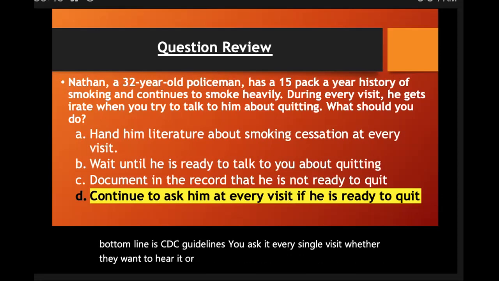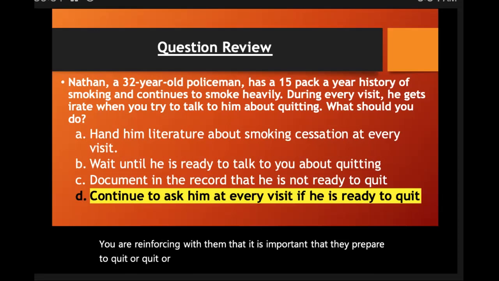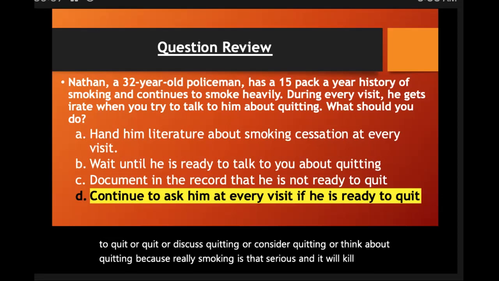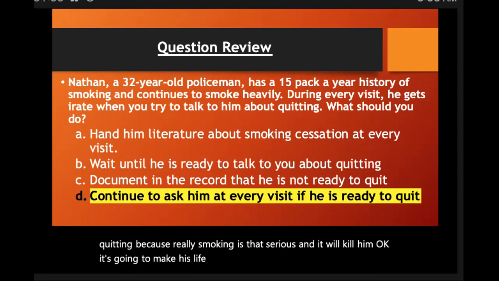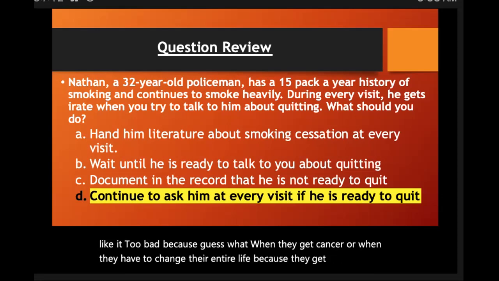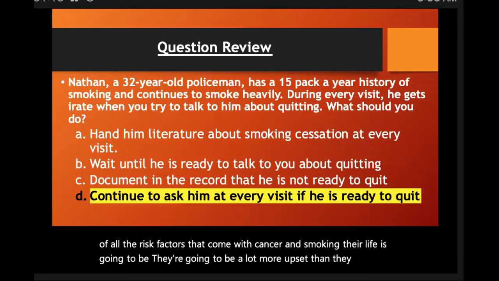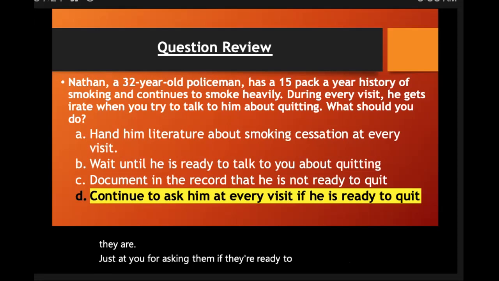Because guess what, guys, you are their practitioner. It is your responsibility to make sure that every time they come to visit, you are reinforcing with them that it is important that they prepare to quit or discuss quitting or consider quitting or think about quitting, because really smoking is that serious and it will kill him. Okay, it's going to make his life horrible. And you as a practitioner have an ethical responsibility to consistently bring it up, even if they don't like it. Too bad, because guess what? When they get cancer or when they have to change their entire life because they get sick, because of all the risk factors that come with cancer and smoking, they're going to be a lot more upset than they are just at you for asking them if they're ready to quit.